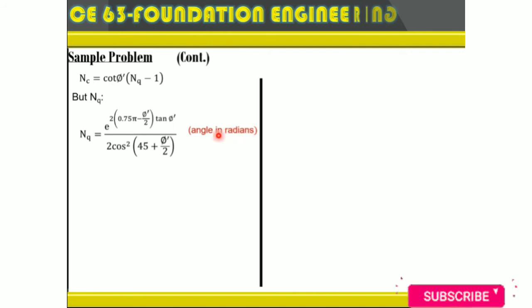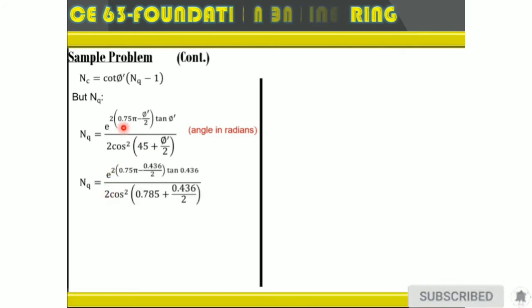You are going to use the angle in radians with this phi prime and also with this 45 degrees. You are going to convert this into radians. So by doing so, we have now this value of our phi prime, which is given, and this is 25 degrees. So you need to convert that 25 degrees into radians. So this is now its equivalent value in radians, 0.436.